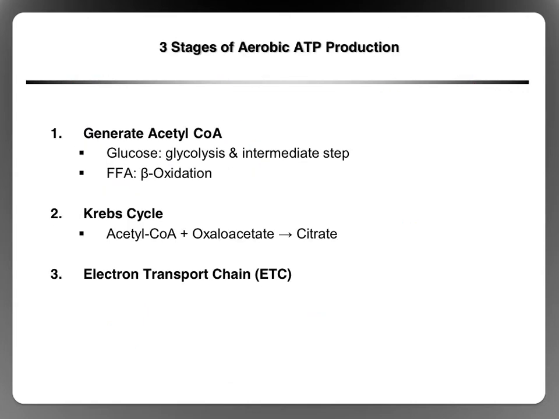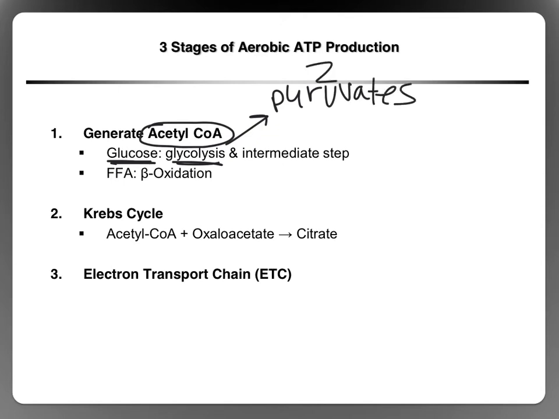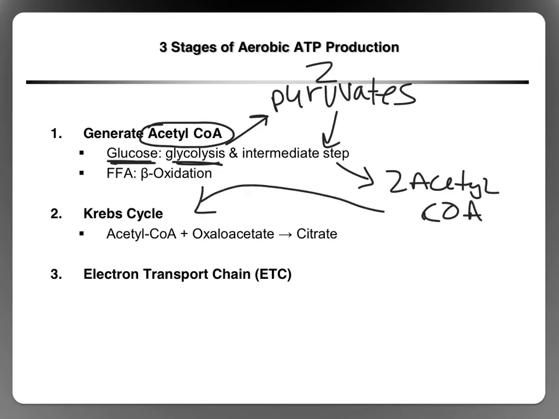So aerobic ATP production occurs in 3 steps. Okay, the first step is to generate an acetyl-CoA, which, if we start from glucose, we go through glycolysis, we get 2 pyruvates. Those pyruvates go into the intermediate step, and out come 2 acetyl-CoAs. Okay? And those go into the Krebs cycle.